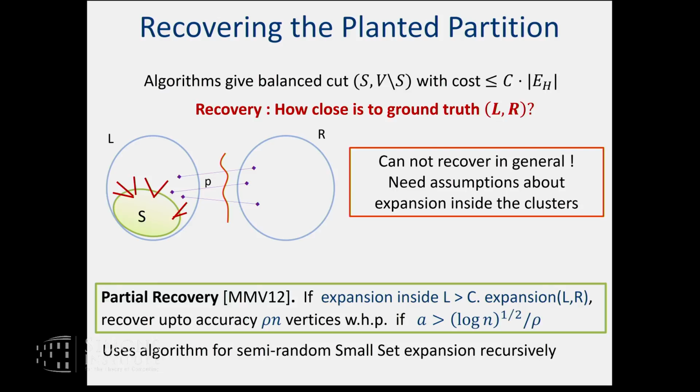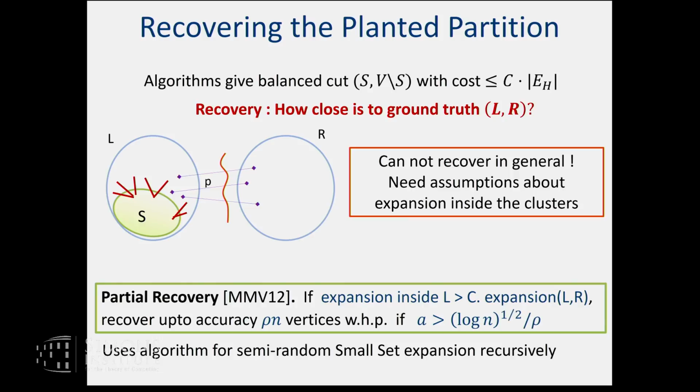What do you mean by needing expansion? The assumptions? Suppose you have a very sparse cut inside, then you can just move the cut to the other side and you're not actually losing anything in the cost. So some kind of expansion assumptions are necessary. And assuming this kind of expansion assumption, you can recover the communities.